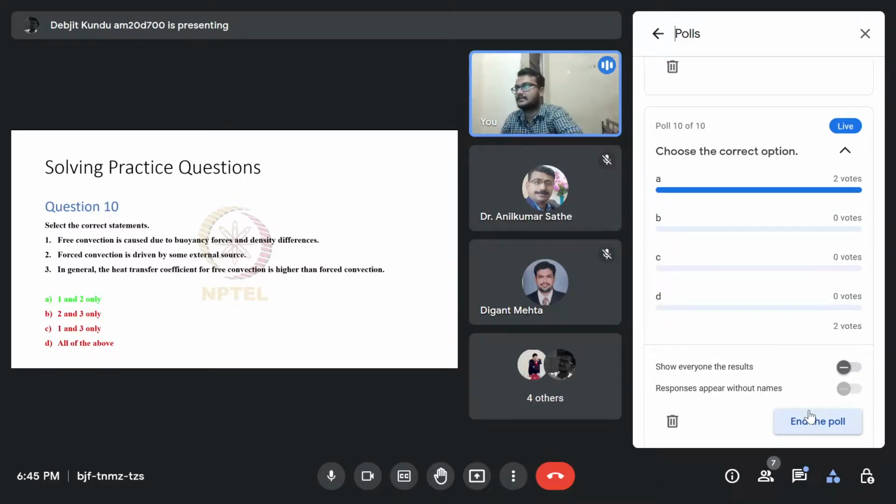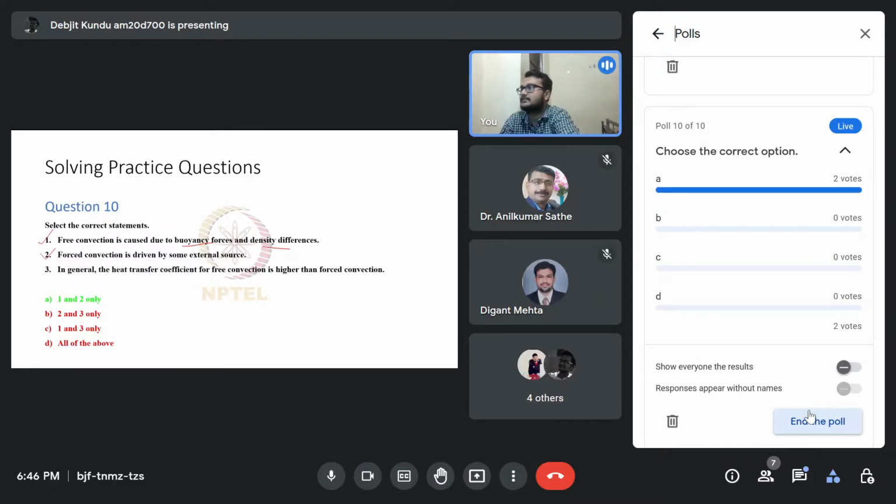So if we discuss a little bit about it, the first statement, free convection is caused due to buoyancy forces and density differences. This is correct. That is how free convection is done. So this is a correct statement. Statement 2, forced convection is driven by some external source. This is also correct. There is some fluid flow which is being driven by some unknown external source. We don't bother about it. We bother about how that externally caused fluid flow affects heat transfer. So anyway, this statement 2 is also correct.